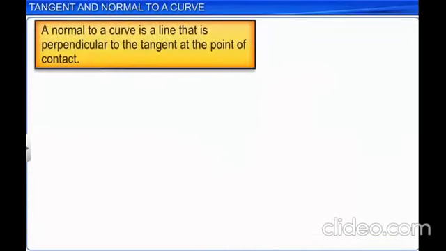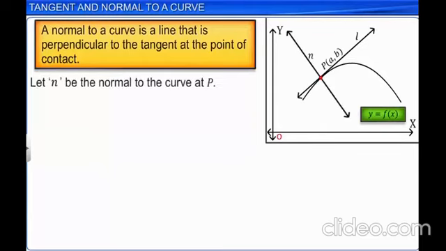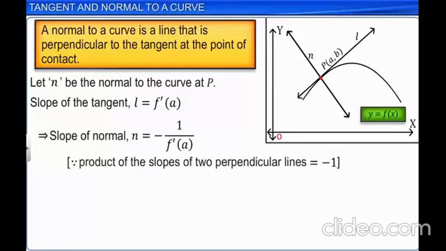Let us recall that a normal to a curve is a line that is perpendicular to the tangent at the point of contact. Let line L be the tangent to the curve y = f(x) at point P(a, b). Let n be the normal to the curve at P. We know that the slope of a tangent L is f'(a). This implies the slope of normal n is equal to minus 1 upon f'(a), as the product of the slopes of two perpendicular lines is equal to minus 1.